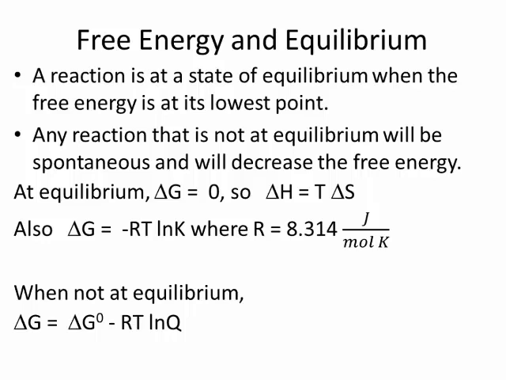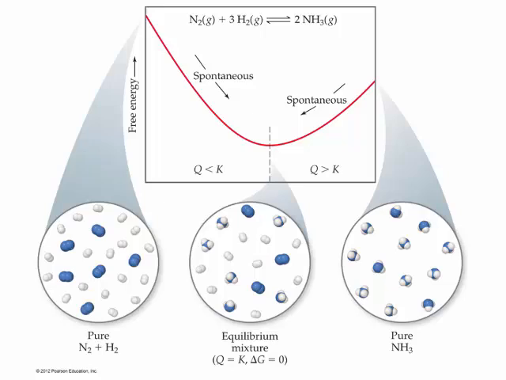When you're not at equilibrium, though, the equation looks like this, where you have delta G equals delta G standard, so you'd have to look up that value, minus RT natural log of Q, where you plug in your reaction quotient. So if you look at it graphically, that lowest point of your free energy is where it's at equilibrium. So if your Q is less than K, you're going to have a spontaneous reaction heading towards that equilibrium point. If Q is greater than K, you're going to have a spontaneous reaction that, again, is taking it towards that equilibrium point and that lowest free energy.